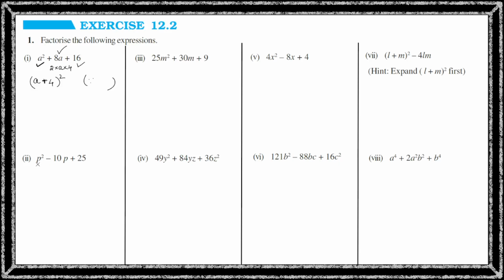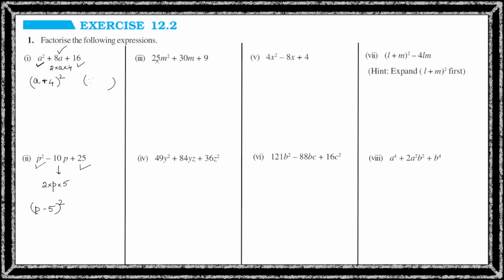Next, I have p square is a perfect square, 25 is a perfect square, right? Here I have minus. Now check the middle term, 2ab. 2 into 5 is 10. So it does fit the criteria, and because I have a minus sign for 2ab, I'm going to put minus, and that's it. That will give you your answer, right?